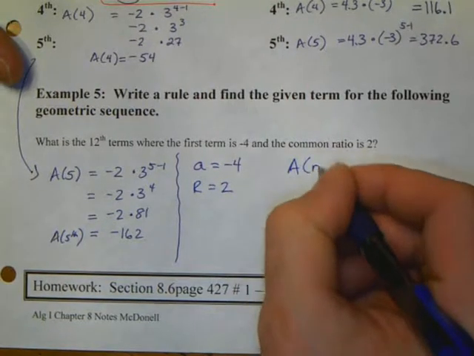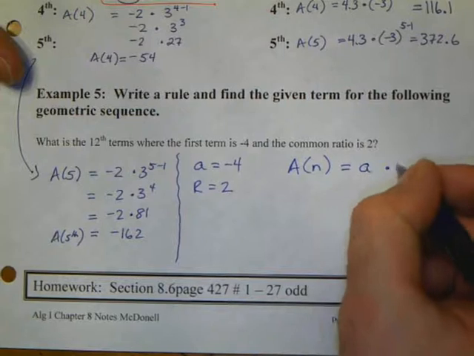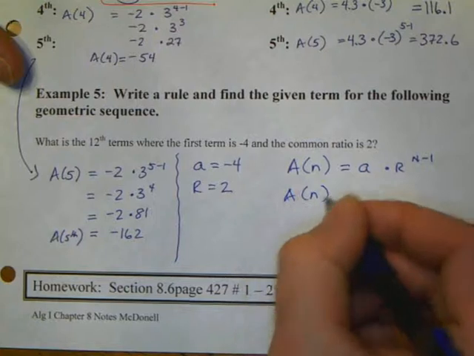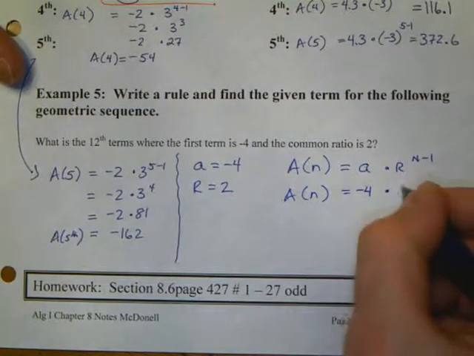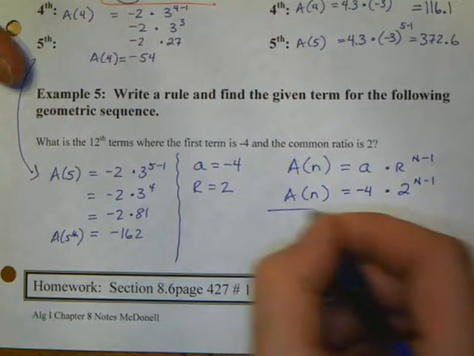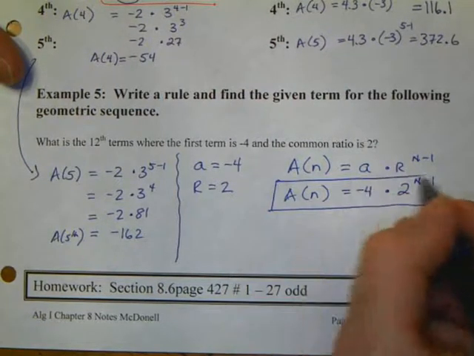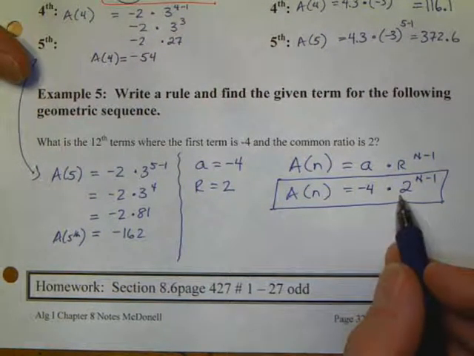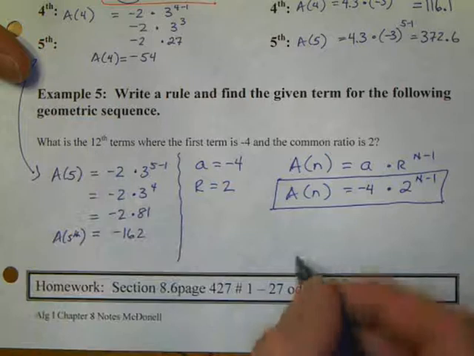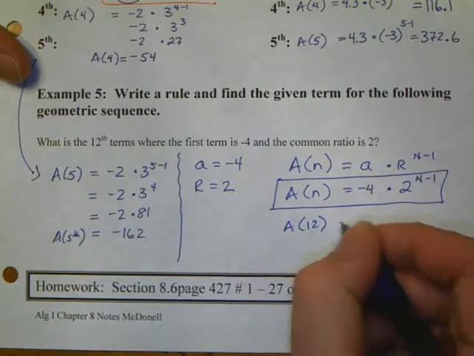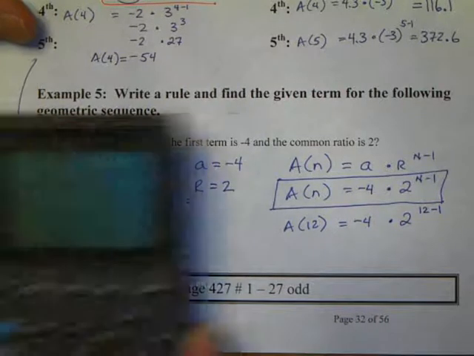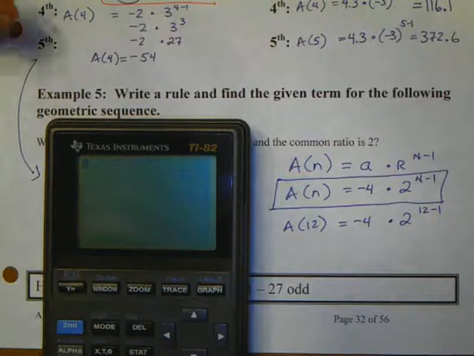Now let's look down here at example 5. We're asked to write a rule and then find a given term for the following geometric sequence. Well, the first term is -4. That means a equals -4. The common ratio, or you might remember that's the common multiplier, is 2. So our formula is going to be copied from the top. Our general formula is a times r to the n minus 1. Well, let's put in the values we know. A is -4, r is 2, and there's our general formula.